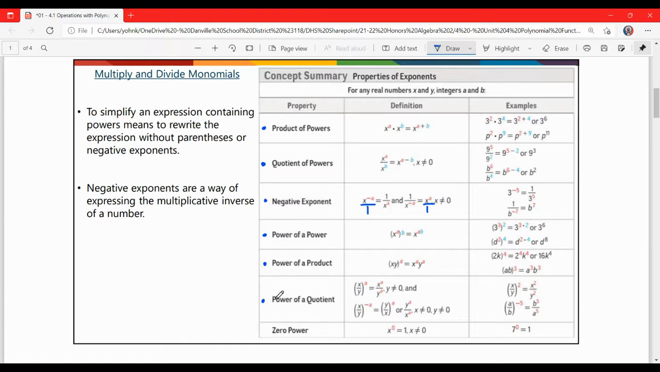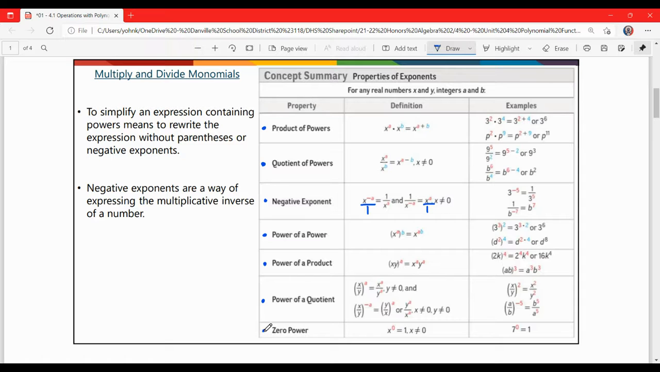The next property is called the power of a quotient. It says that if you have some quantity divided and taking it to a power, you distribute the power, x to the a, y to the a. If you have a quotient to a negative power, the first thing you should do is make the power be positive and take the reciprocal of the quantity inside. And then you can use previous rules to simplify.